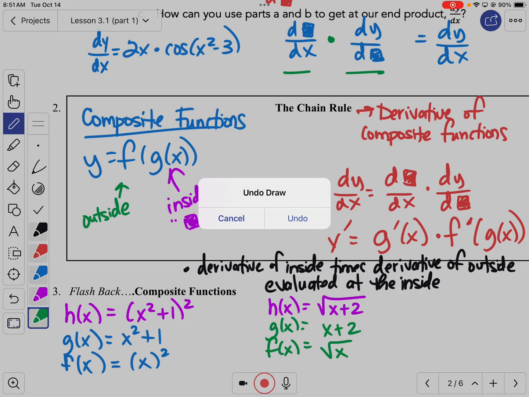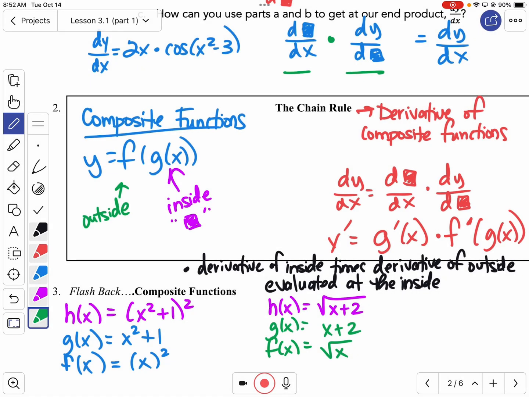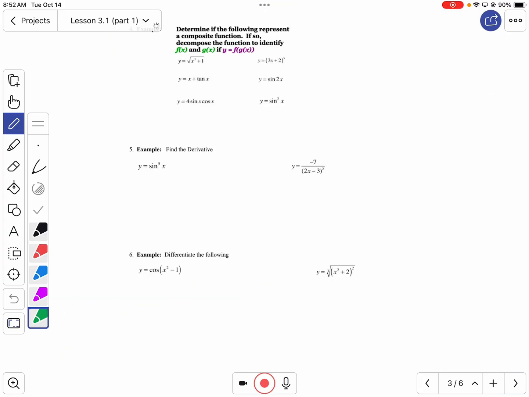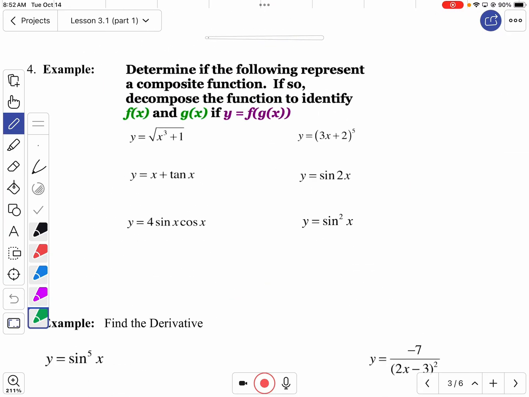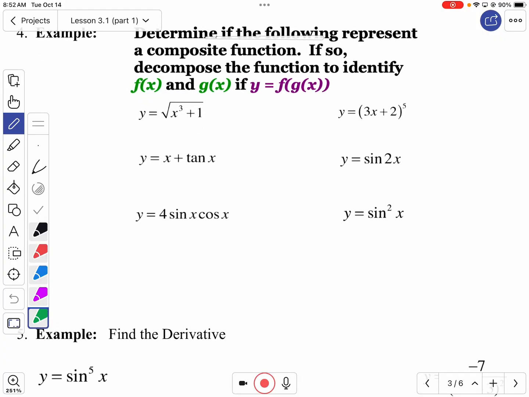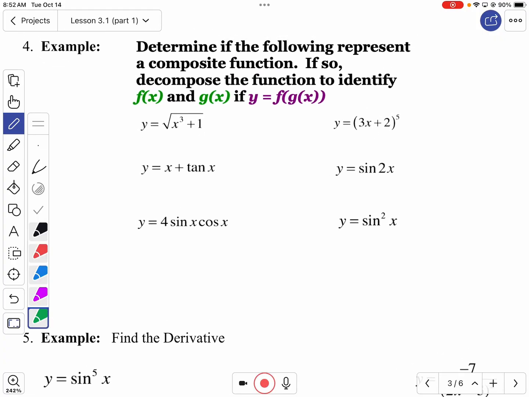So let's take a look at some functions. Let's decide if they are compositions. If they are, then let's determine what is the inside and what's the outside. What's my g, what's my f? Not all of them will be, right? But let's just look at a few and see. Take a second and look at those 6 functions. Which ones are compositions and which ones are not?